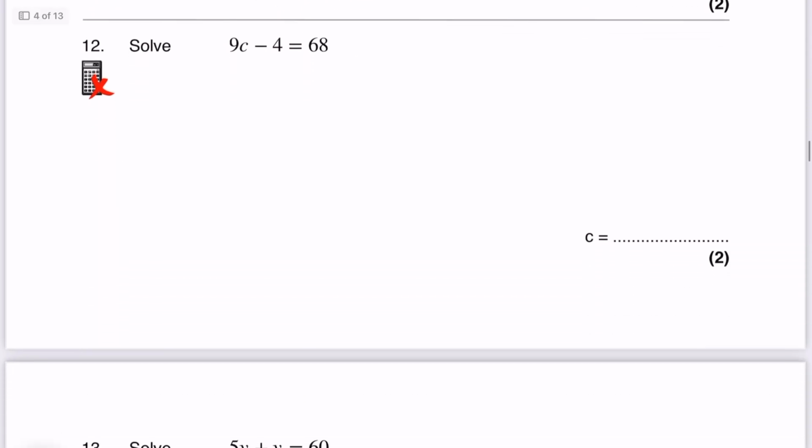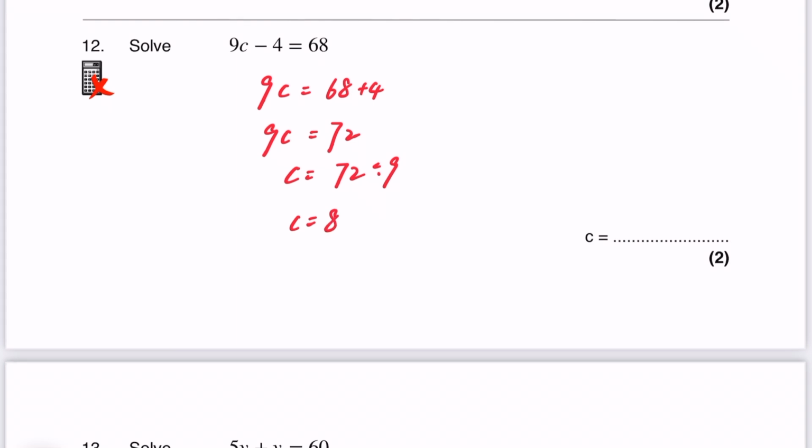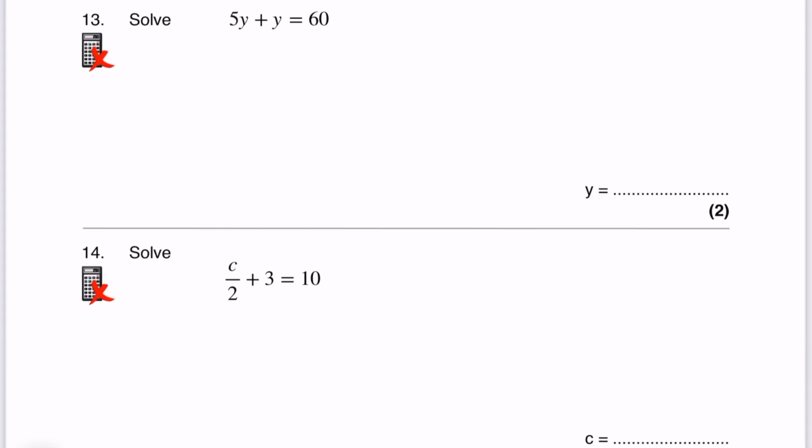For question 12, 9c equals 68 plus 4. 9c equals 72. c equals 72 divided by 9. c equals 8. And then for question 13, we need to simplify the left-hand side of the equation first, before we do any rearrangement. 5y plus y gives us 6y equals 60. y equals 60 divided by 6. y equals 10.